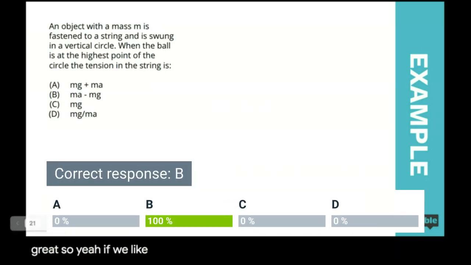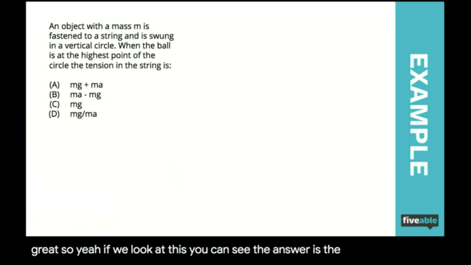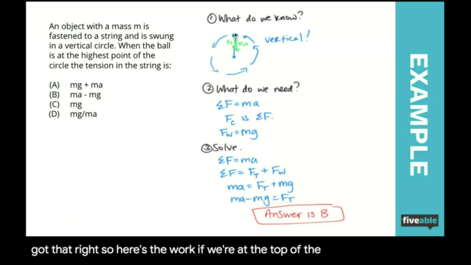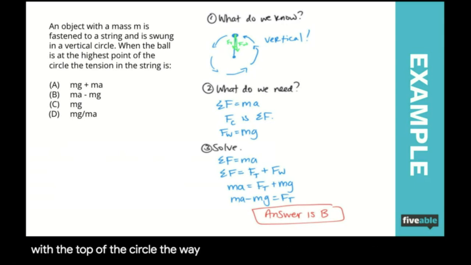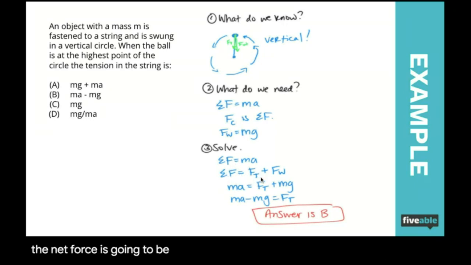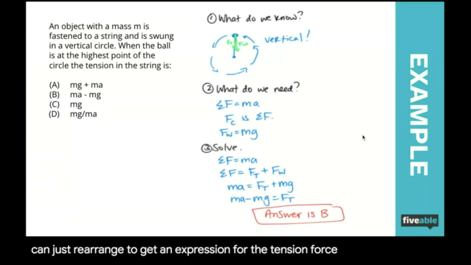So yeah, if we look at this, you can see the answer is B, and you all totally got that right. So here's the work. If we're at the top of the circle, if we're vertical and we're at the top of the circle, the weight and the tension are going to point in the same direction. And so if we plug it in, we know that the sum of the forces, the net force, is going to be equal to the tension plus the weight. And then we can just rearrange to get an expression for the tension force.